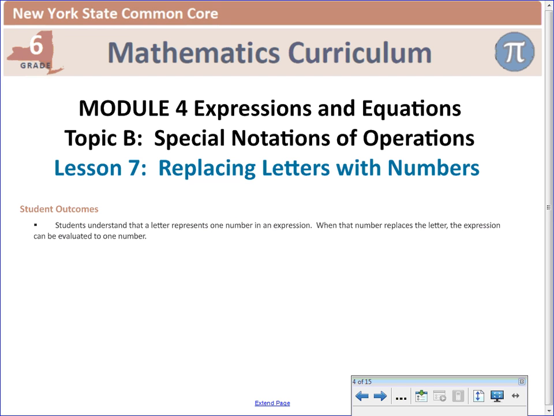Hi, today we're looking at Module 4, Lesson 7, Replacing Letters with Numbers. Hopefully you'll find this a review from some topics that you've covered in elementary school, okay? And this is going to help us build onto future lessons.